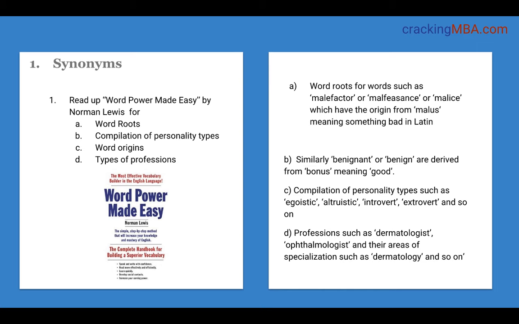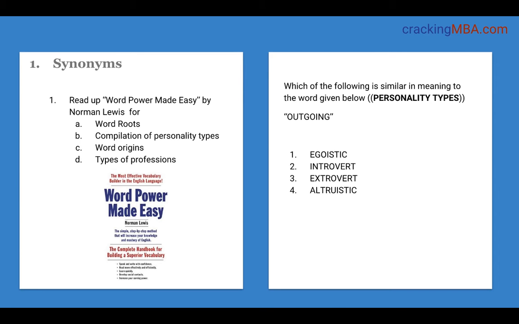Here again, you need to go chapter by chapter, have a specific plan of action, and try to complete as many chapters as possible. So let's look at what a typical example could be which you can benefit from by reading this book. For example, they say which of the words is similar to the word outgoing. If you have an idea of what an egoistic person is, who an introvert is, who an extrovert is, and who an altruistic person is, you can immediately come to the conclusion that outgoing is nothing but an extrovert.